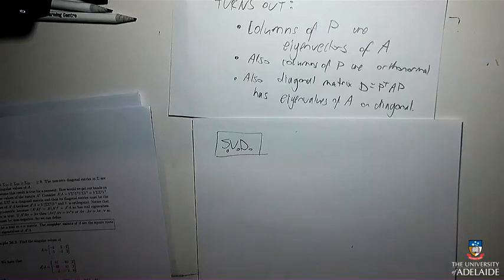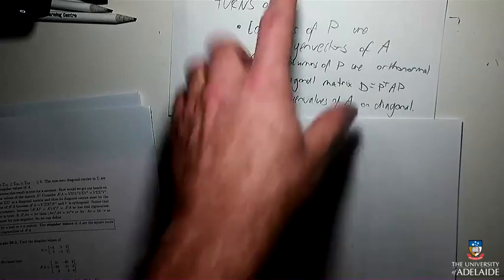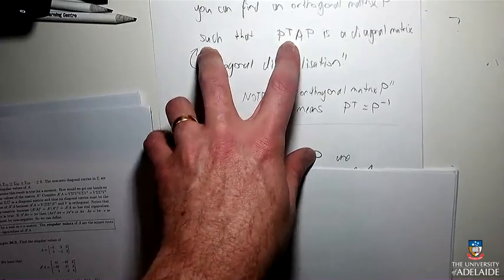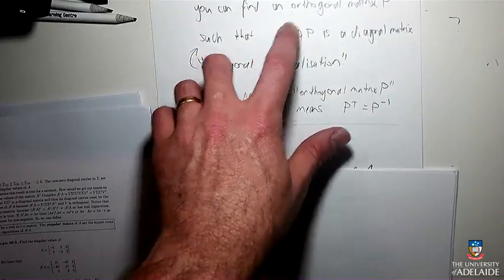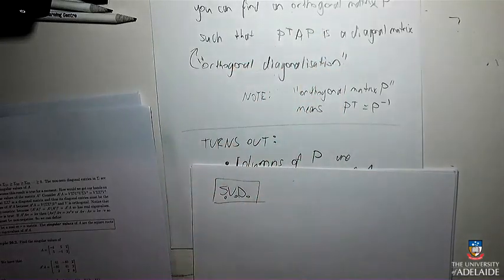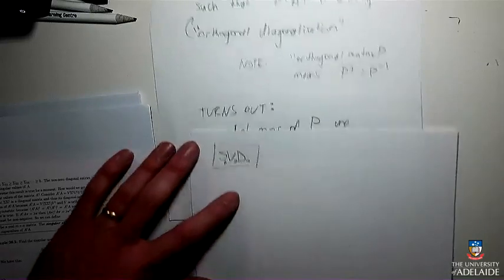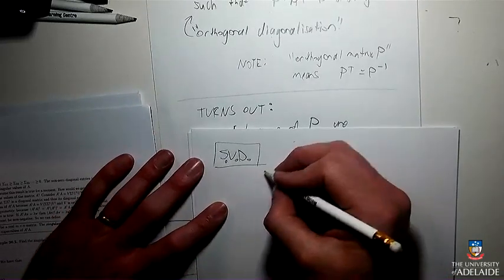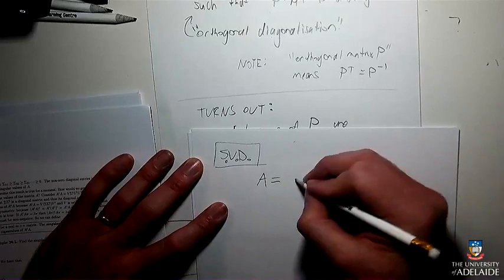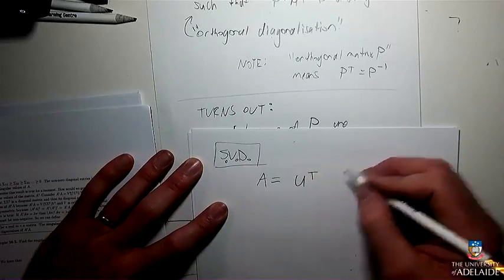Okay, so we're going to do the same trick, but we're not going to be able to do it with the P and the P transpose being the same matrix. We're not going to be able to have this matrix being that matrix transpose. But we are going to arrange it so that we can do it. So we're going to have that A is going to be equal to U transpose. No, just a second.